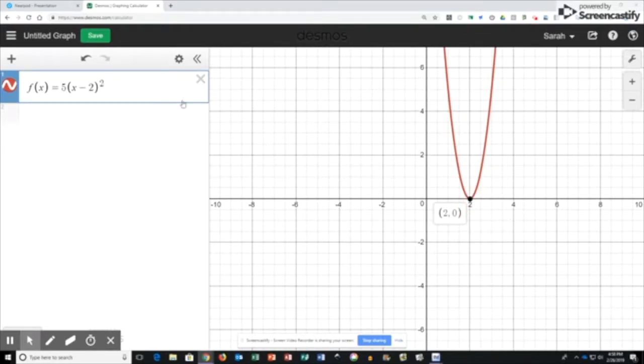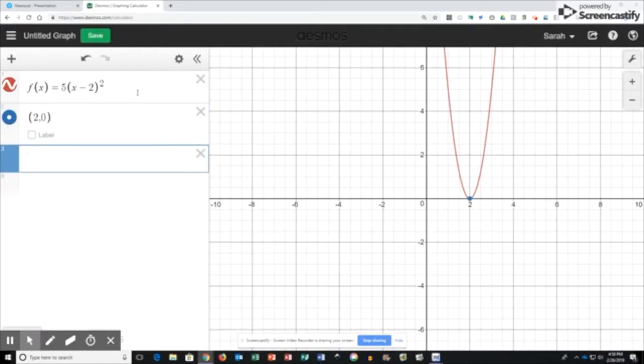That's what we said our vertex was, 2, 0. Remember, you can also hit enter and type in ordered pairs, 2, 0, and it will put a point there for you. Then we type in our axis of symmetry, x equals 2. We should have a line going straight down the middle, just like we do here. The last one asks, does it open up? And it does. We say that this is opening up like a cup.